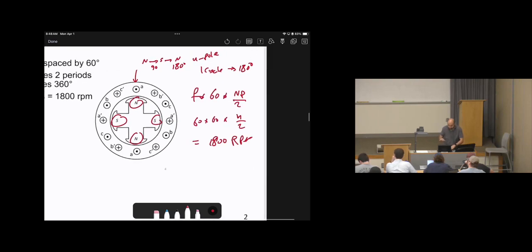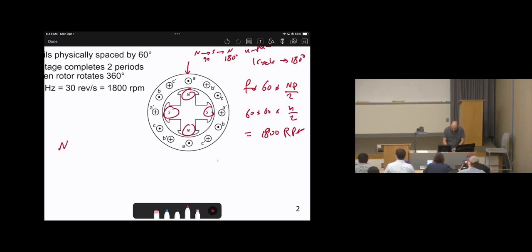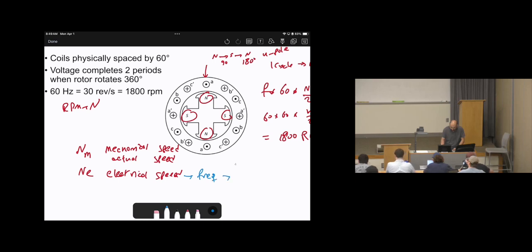So now we get a little bit of confusion, which is that sometimes we need 1800 RPM, and sometimes almost 3600 RPM. As a result, we get some definitions like NM and NE. By the way, the speed in RPM, we will call it N. Then we have NM, which is the mechanical speed. Basically, this is the actual speed. Then we have the electrical speed. The electrical speed is related to the frequency, not related to poles. Don't worry about poles here. While the mechanical speed includes poles.